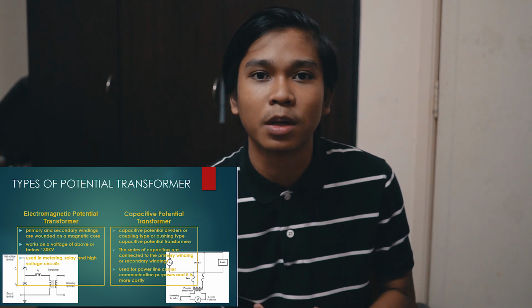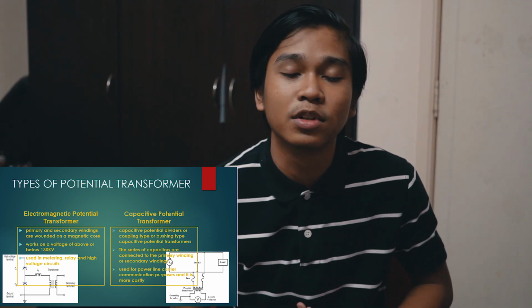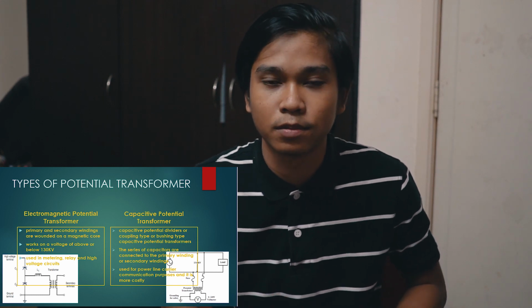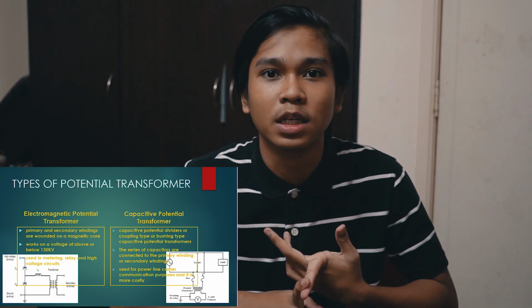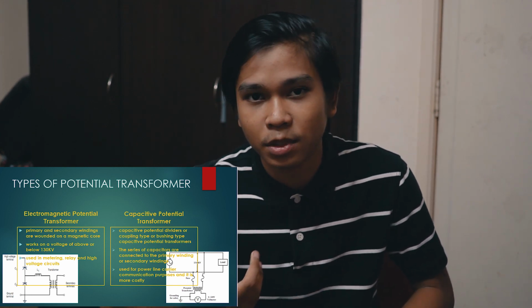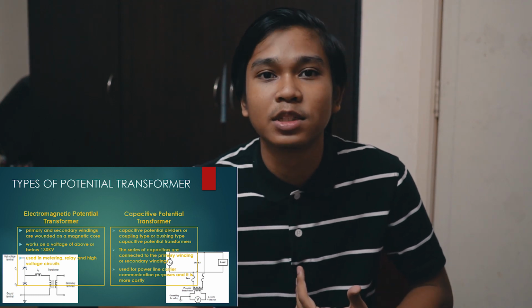For the electromagnetic potential transformer, here you can see the construction of it, and it is similar to the primary transformer, but it works on a voltage below or above 130 kilovolts. The primary winding is connected to the phase and the secondary winding is connected to the ground. Electromagnetic potential transformer is used in relay and high voltage circuits.